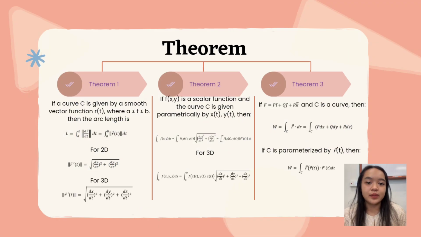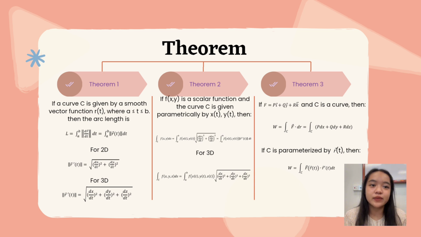There are three theorems in this line integral. The first theorem is the arc length theorem. It is used to calculate the length of a curve using this equation. In 2D, the formula is the square root of (dx/dt) squared plus (dy/dt) squared, while in 3D, the formula is the square root of (dx/dt) squared plus (dy/dt) squared plus (dz/dt) squared.